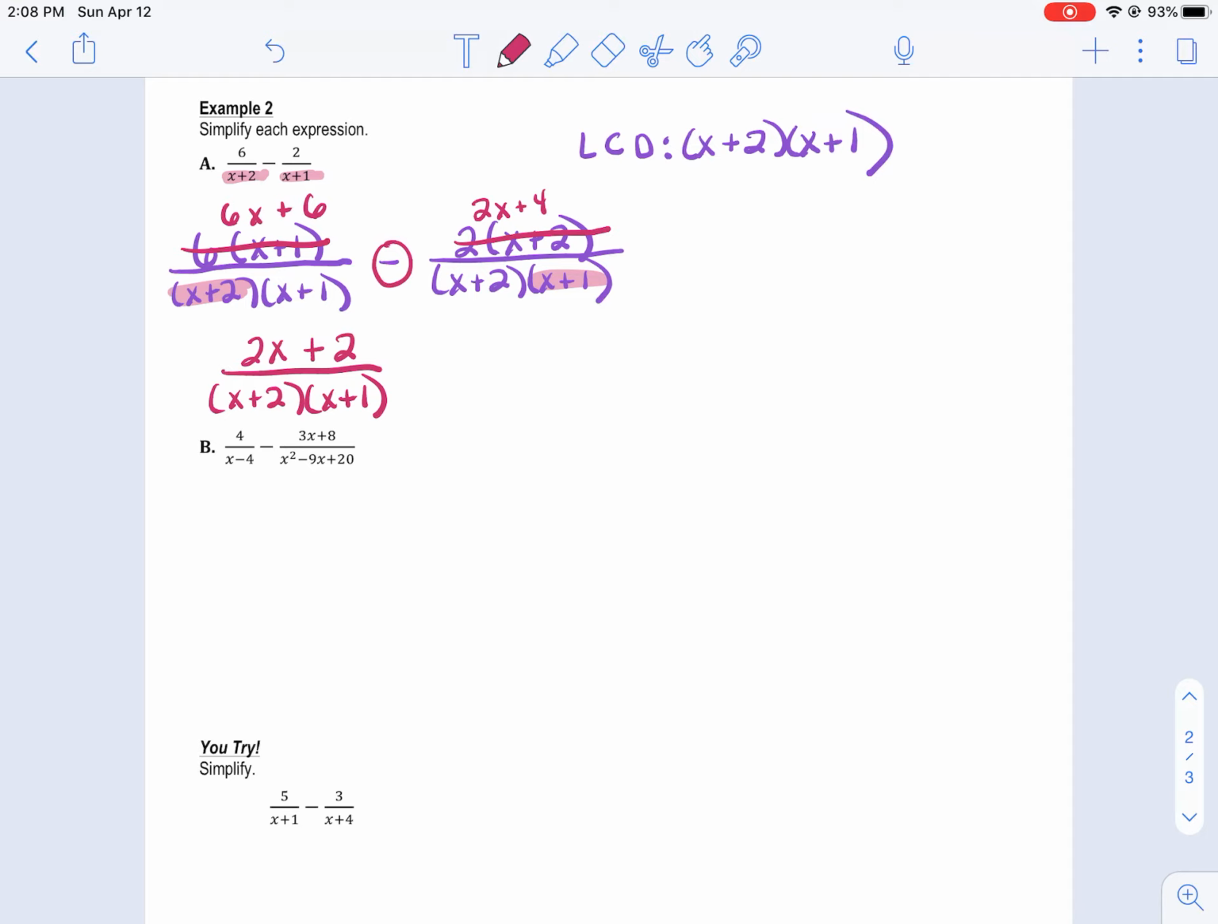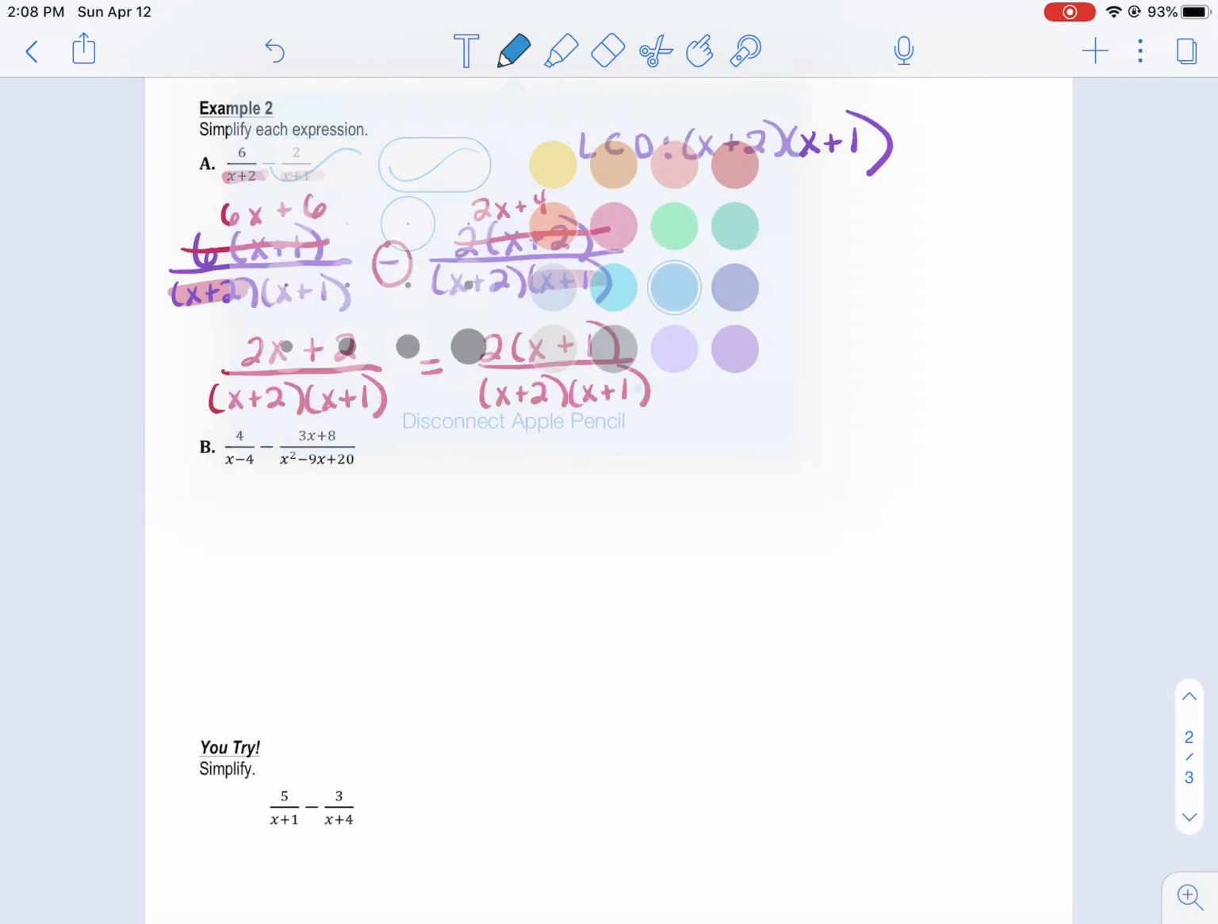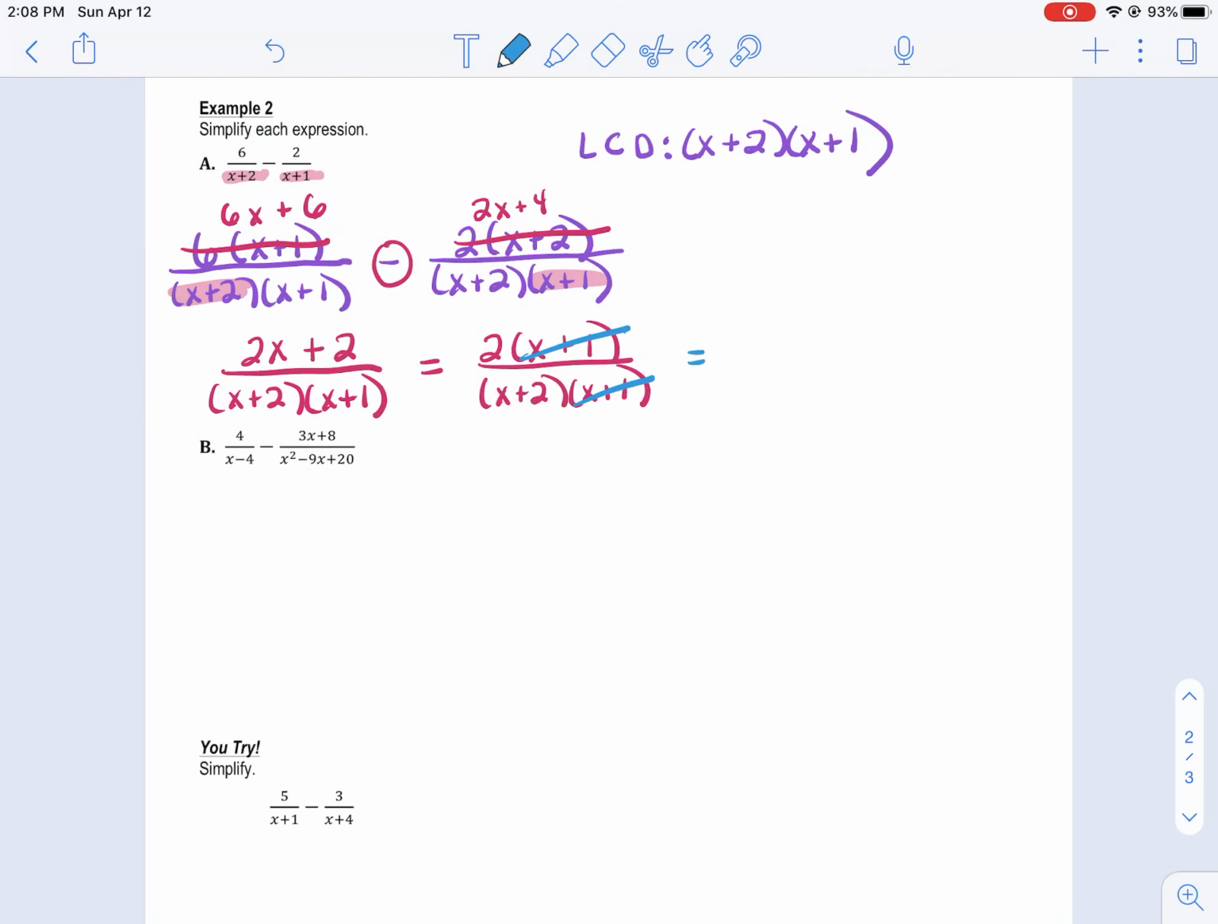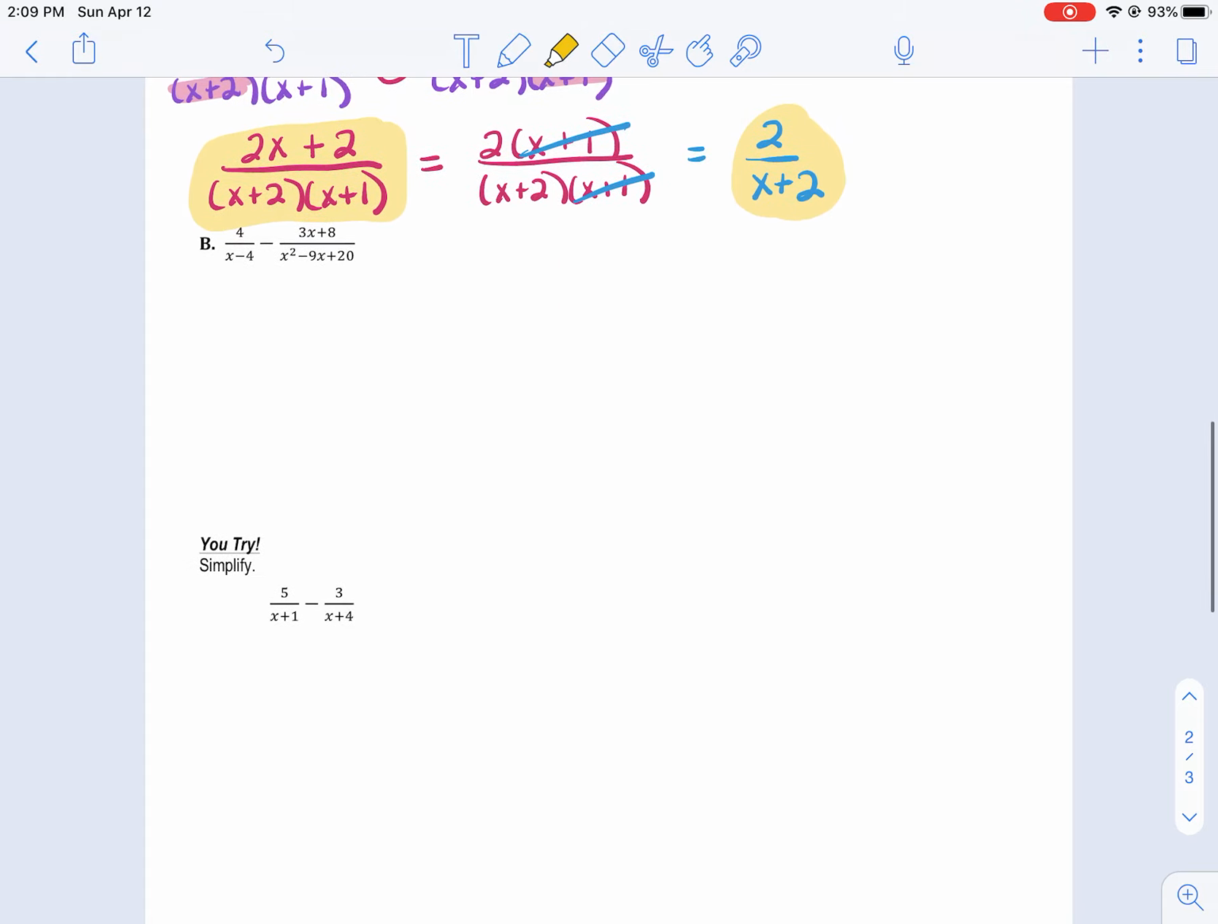Now, if you want a little extra challenge, notice on the top there's a GCF of 2, so we could take out a 2, and we're left with x plus 1. And then on the bottom, we have x plus 2, x plus 1, and we now can simplify. We can cross out the x plus 1s, and we get 2 over x plus 2. Now, for the purpose of this class, especially with this e-learning period, that original answer would have been fine right here. But if you recognize that you can go a little bit further, then that would be great.